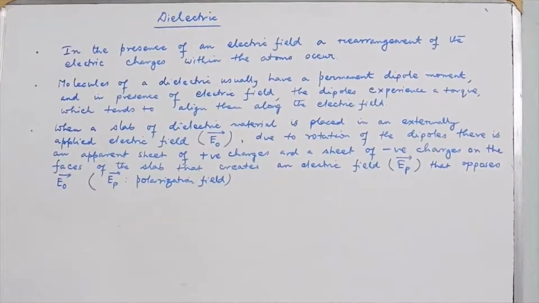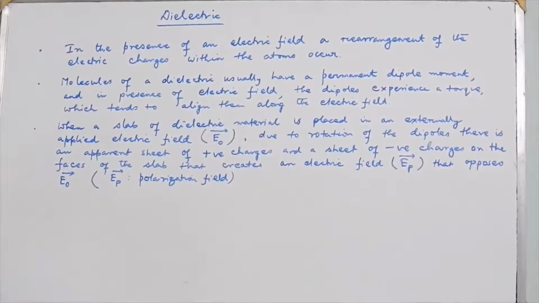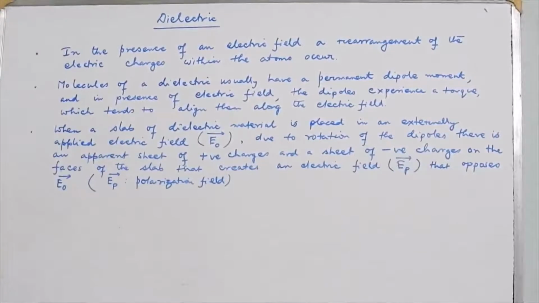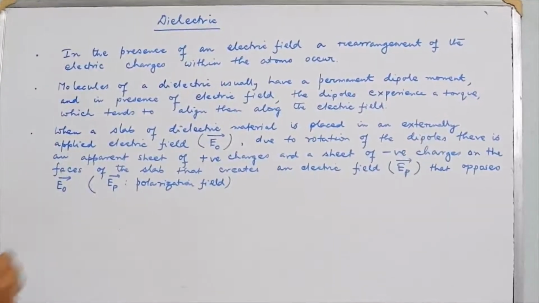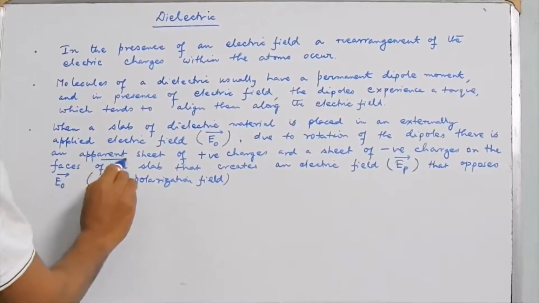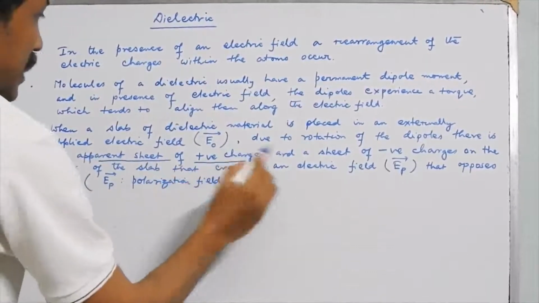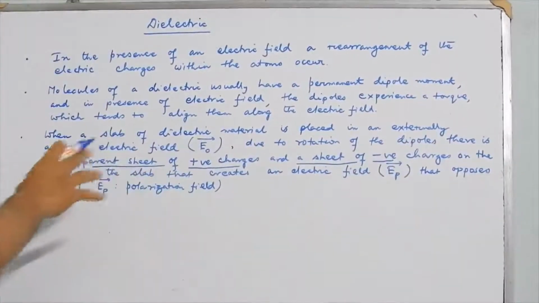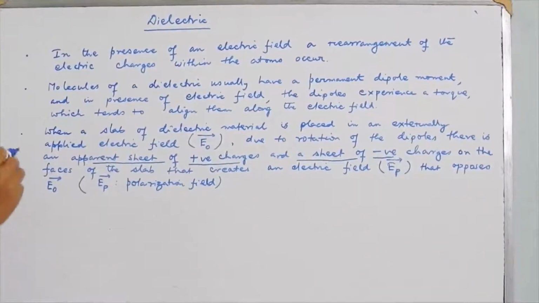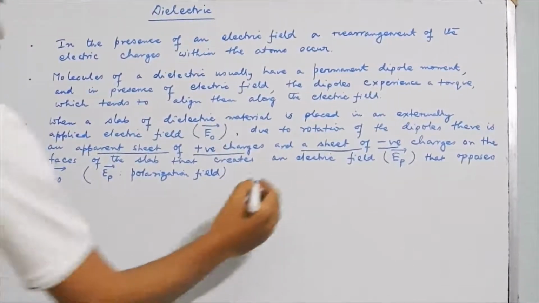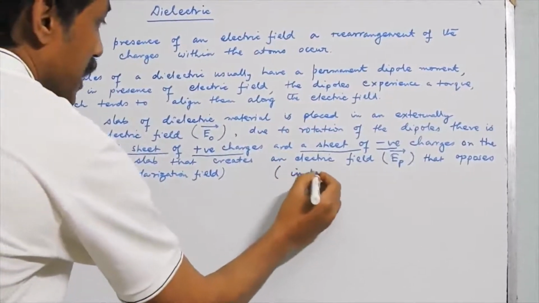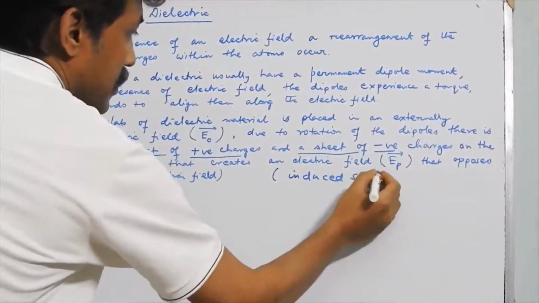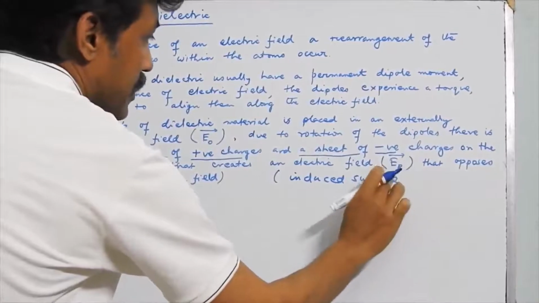So what we are trying to realize is that the apparent sheet of positive charge and the apparent sheet of negative charge appear on the faces of the slab, and they can be called induced surface charges because they appear on the surface of the dielectric slab.